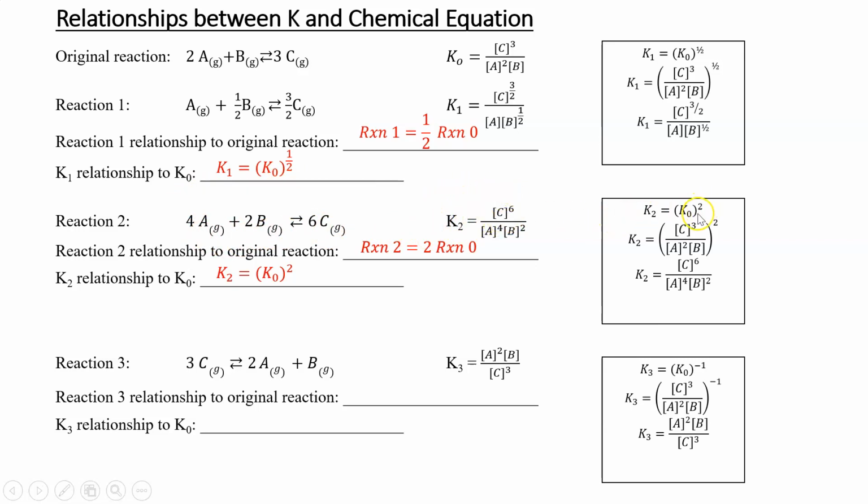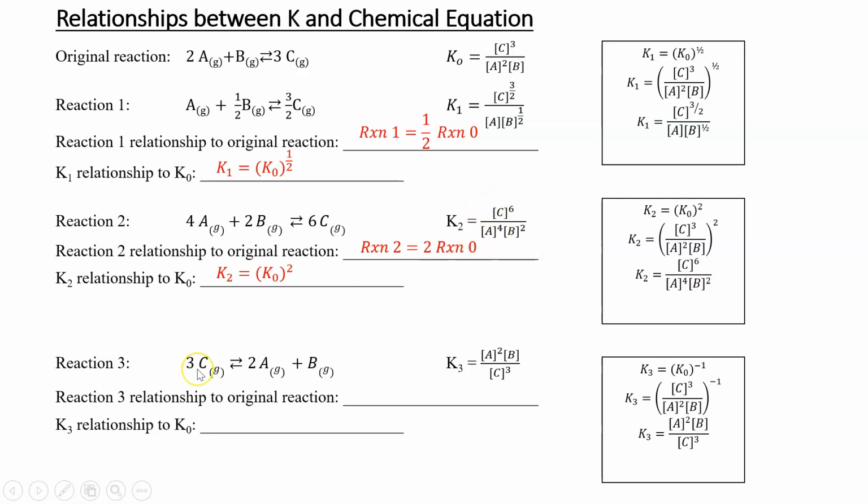So we could take the K0 expression, C cubed over A squared B. If we were to square that, it would be C to the 6th over A to the 4th, B to the 2nd. And that's exactly what we have here.